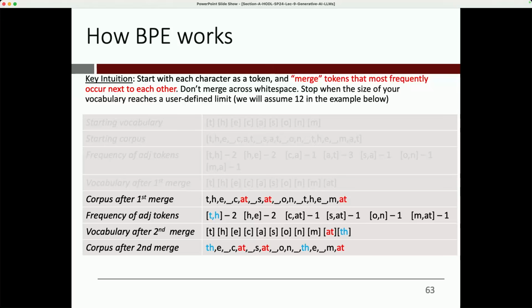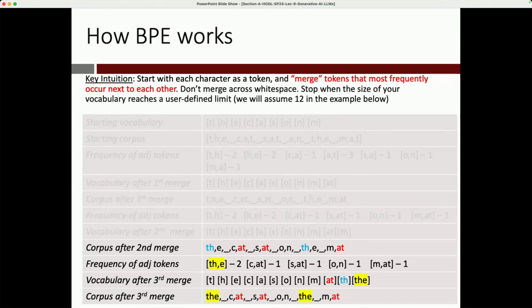Once we do that, we update the corpus, and now TH is one thing fused together, along with the previous thing, AT, that had been fused together. That is the corpus after the second merge. Then we do the same thing. We find the frequency of adjacent tokens. It turns out TH and E are showing up twice. Everything else is showing up once. So we take THE and merge it to get THE. Boom, THE. And now you have the cat sat on the mat.